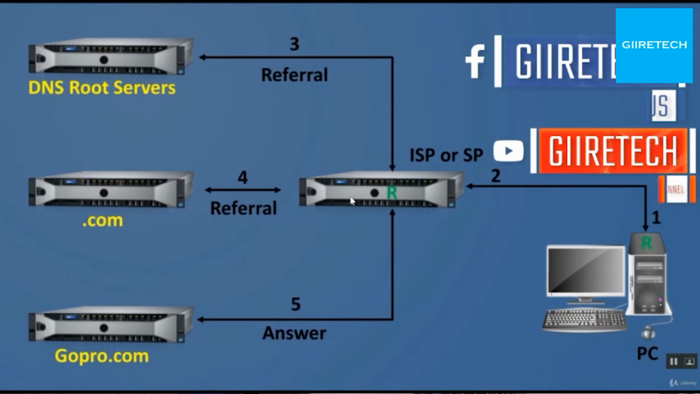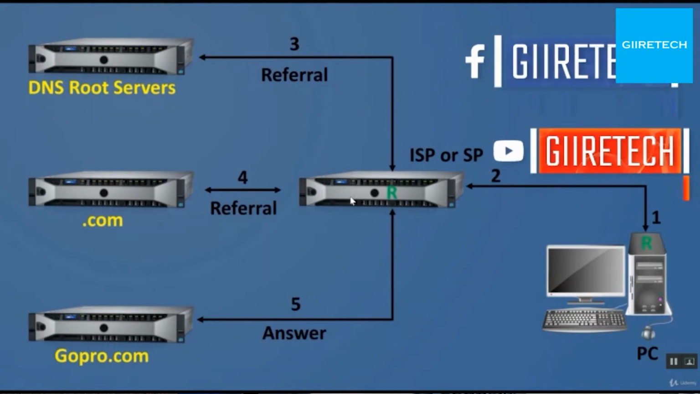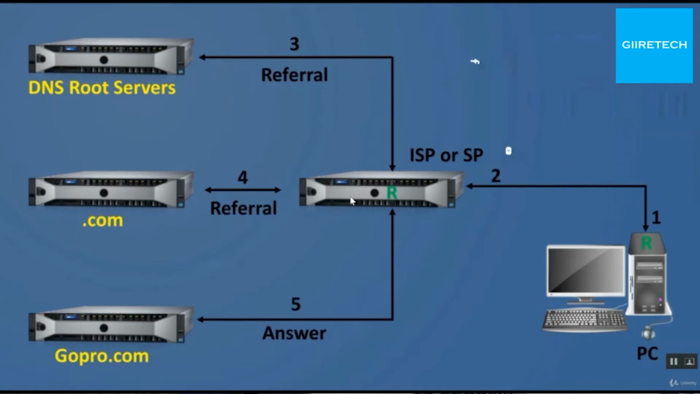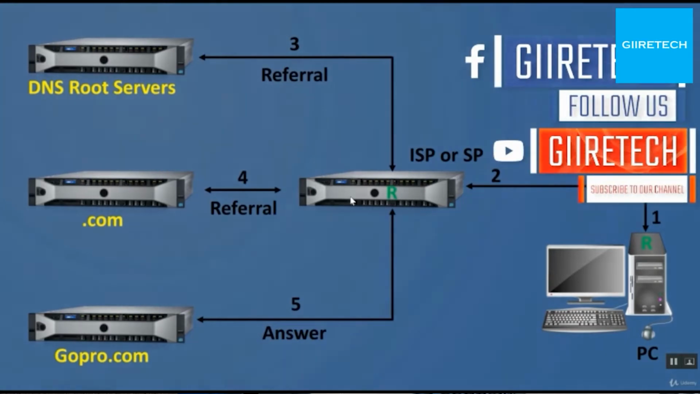The PC's browser receives its answer to its recursive query and places the information into its cache and initiates an HTTP session to the IP address of gopro.com. The whole process took 4 queries.